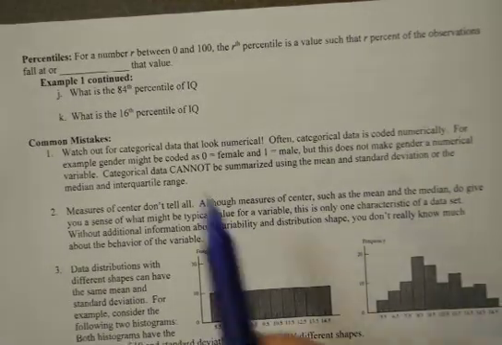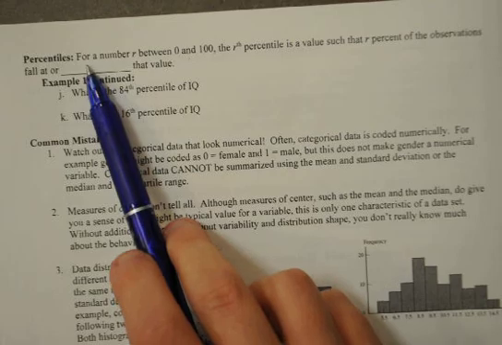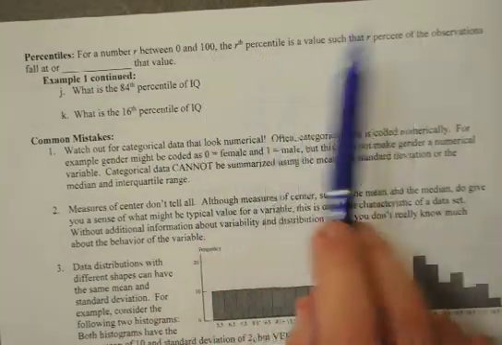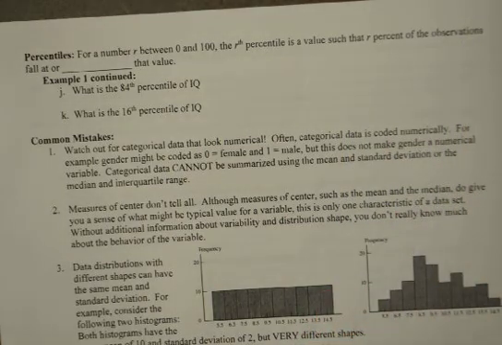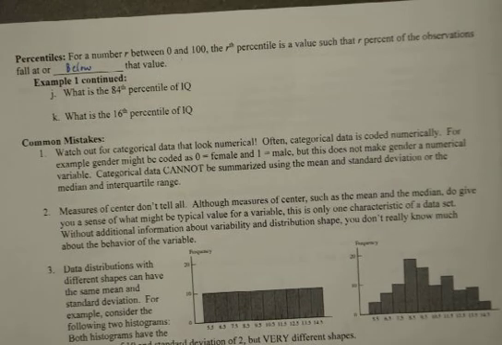Okay. Last thing, I'm going to let you read through all of this on your own. I don't need to read that to you. For a number r between 0 and 100, the rth percentile is a value such that r percent of the observations fall at or below that value. So if you got in the 90th percentile, that means you scored at or better than 90% of the people that took a test.